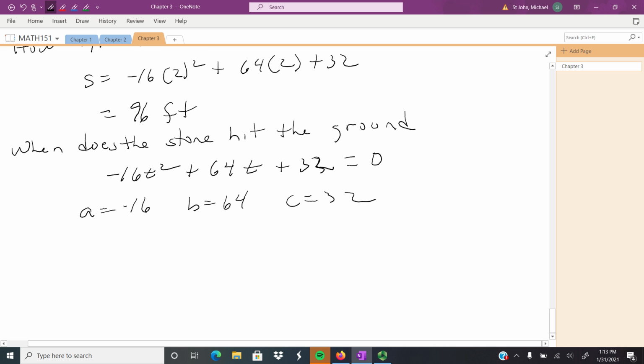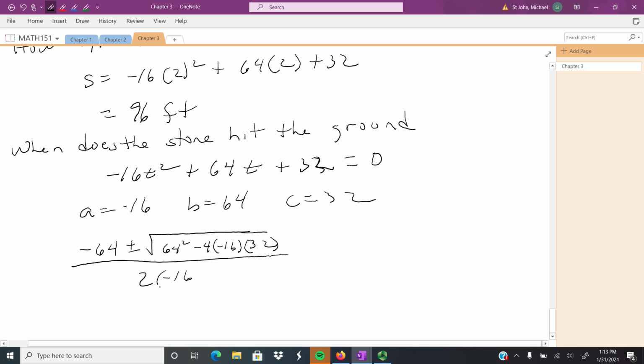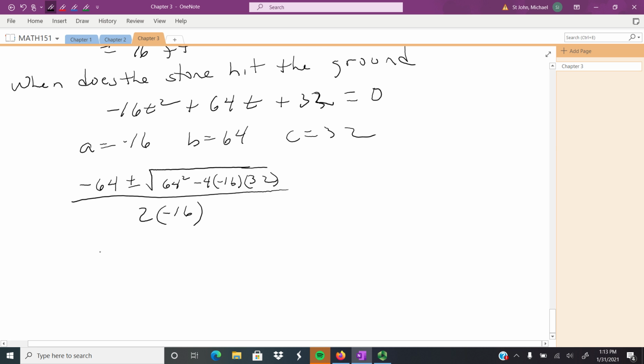And so we could plug this all in, and so we would have minus 64 plus or minus the square root of 64 squared minus 4 times minus 16 times 32, all over 2 times negative 16. So this will give us a minus 64 plus or minus.